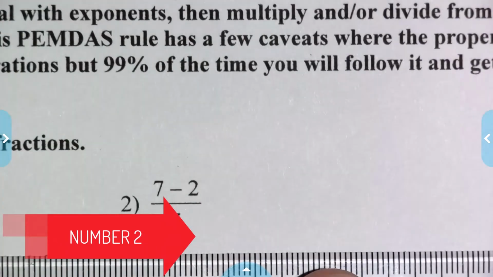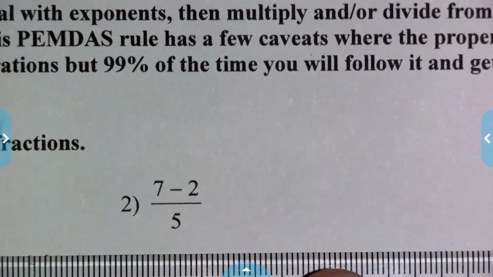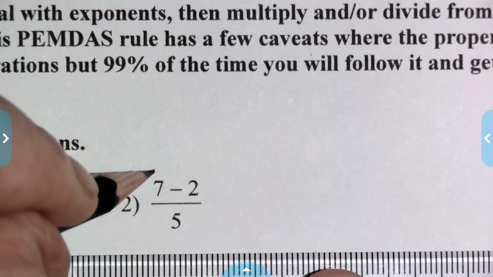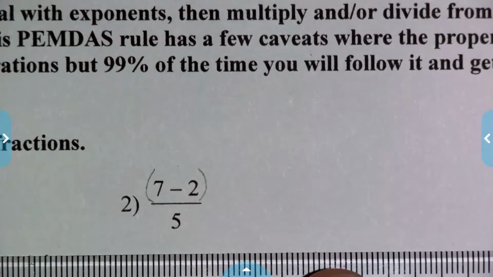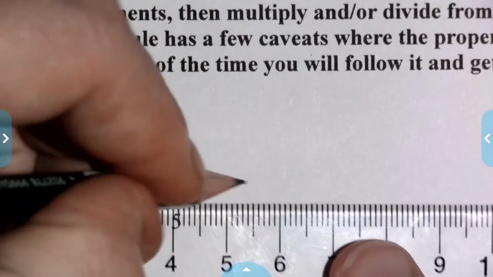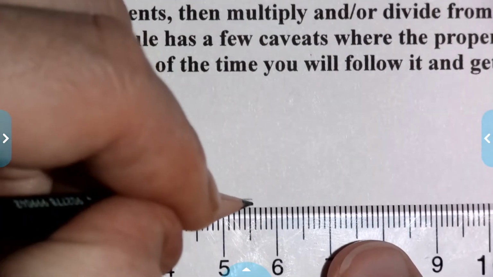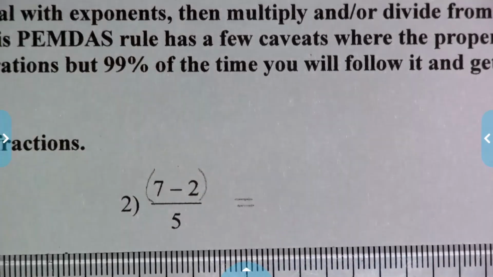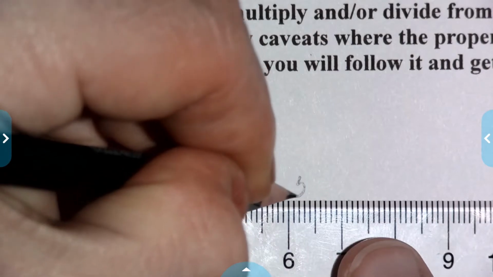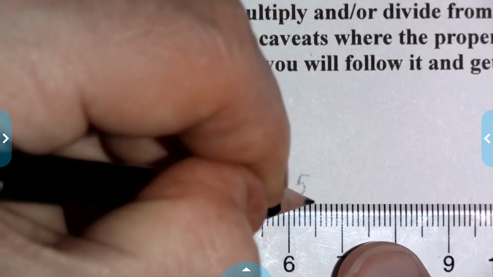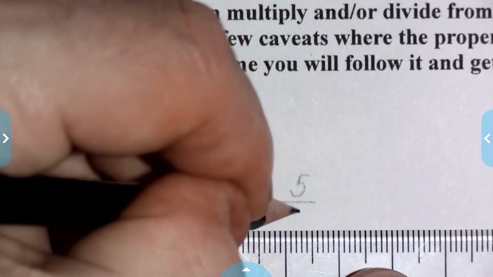So we have 7 minus 2 over 5. Okay, the implicit grouping symbol is here in the numerator. We're going to perform that first. And so let's see what that equals. Well, 7 minus 2 is 5. So my numerator is 5 over 5.